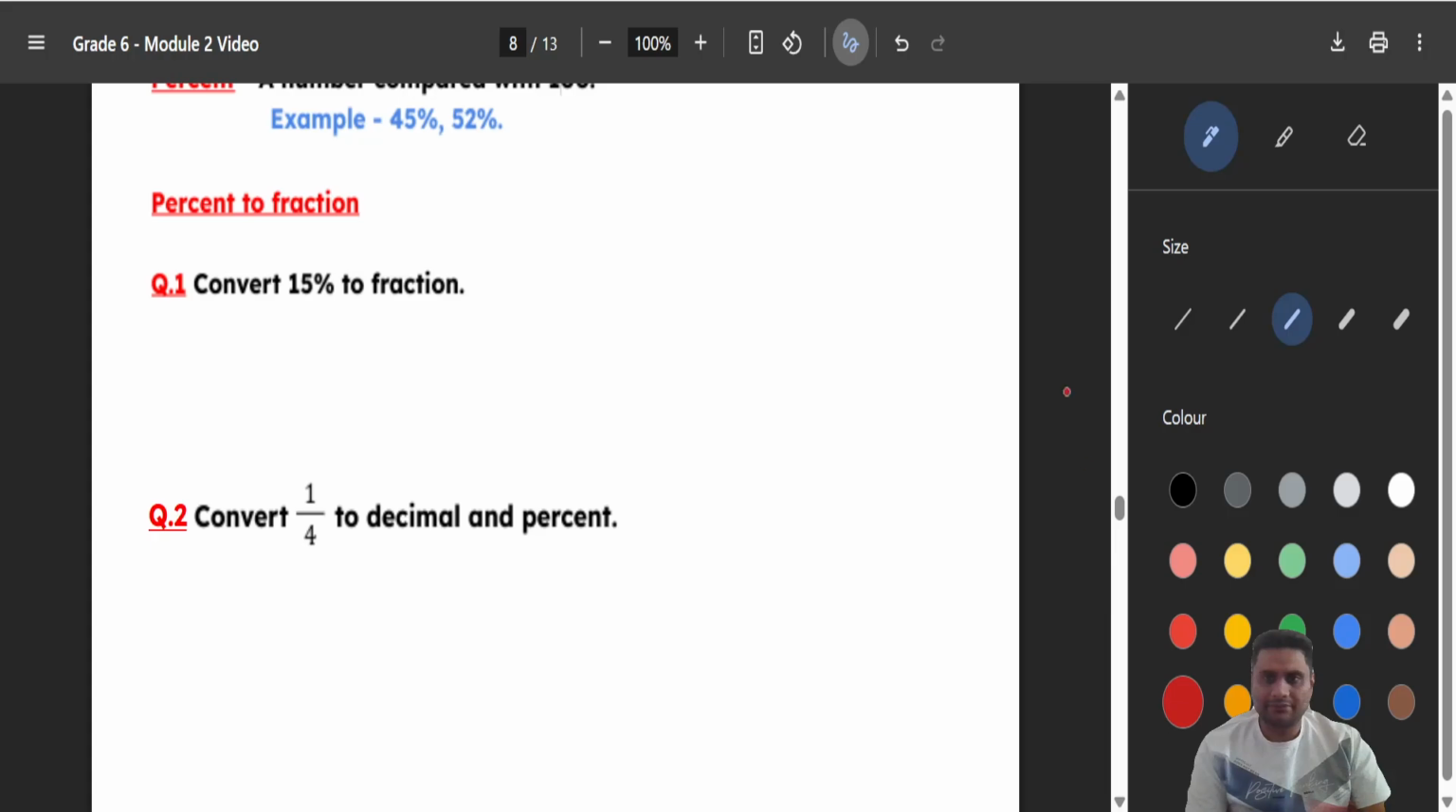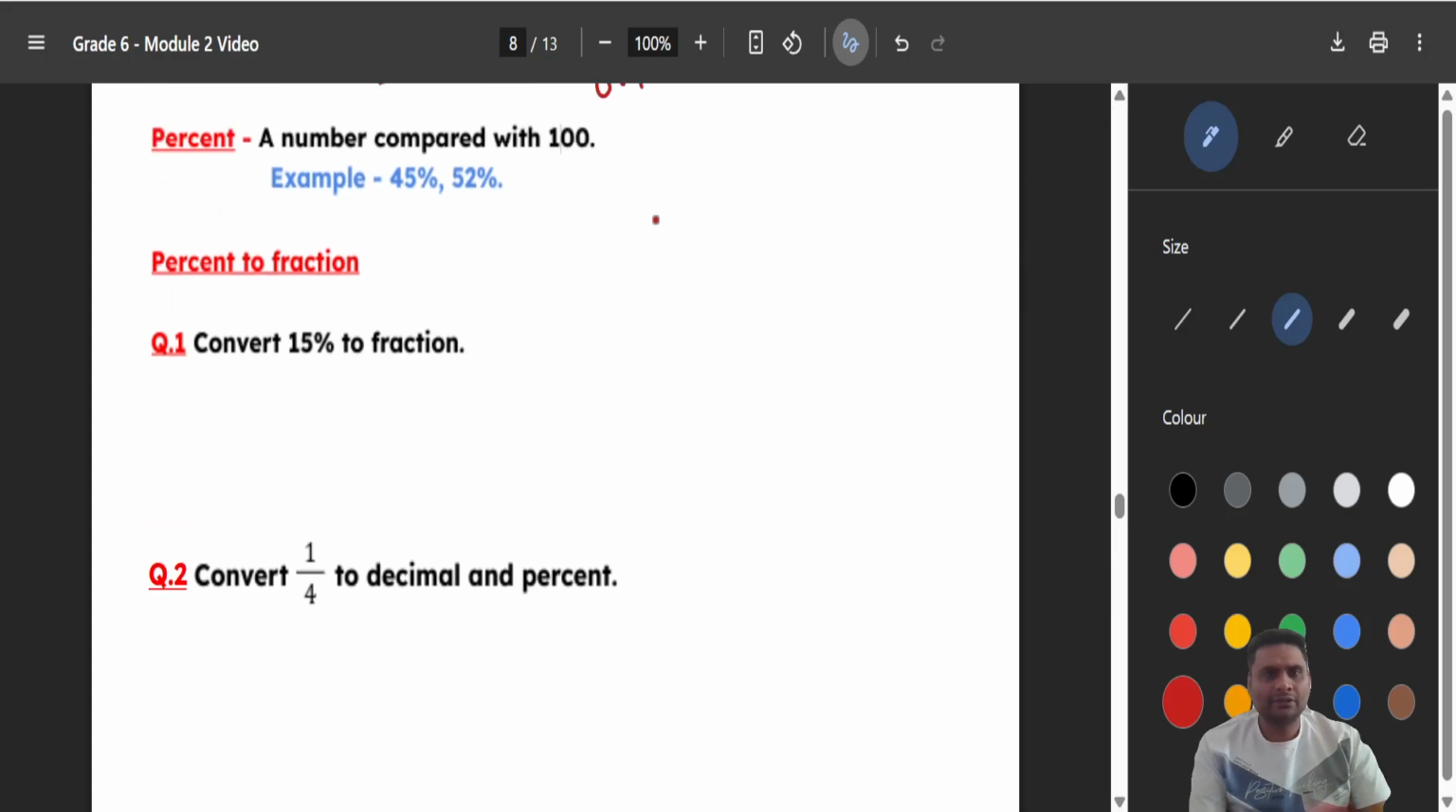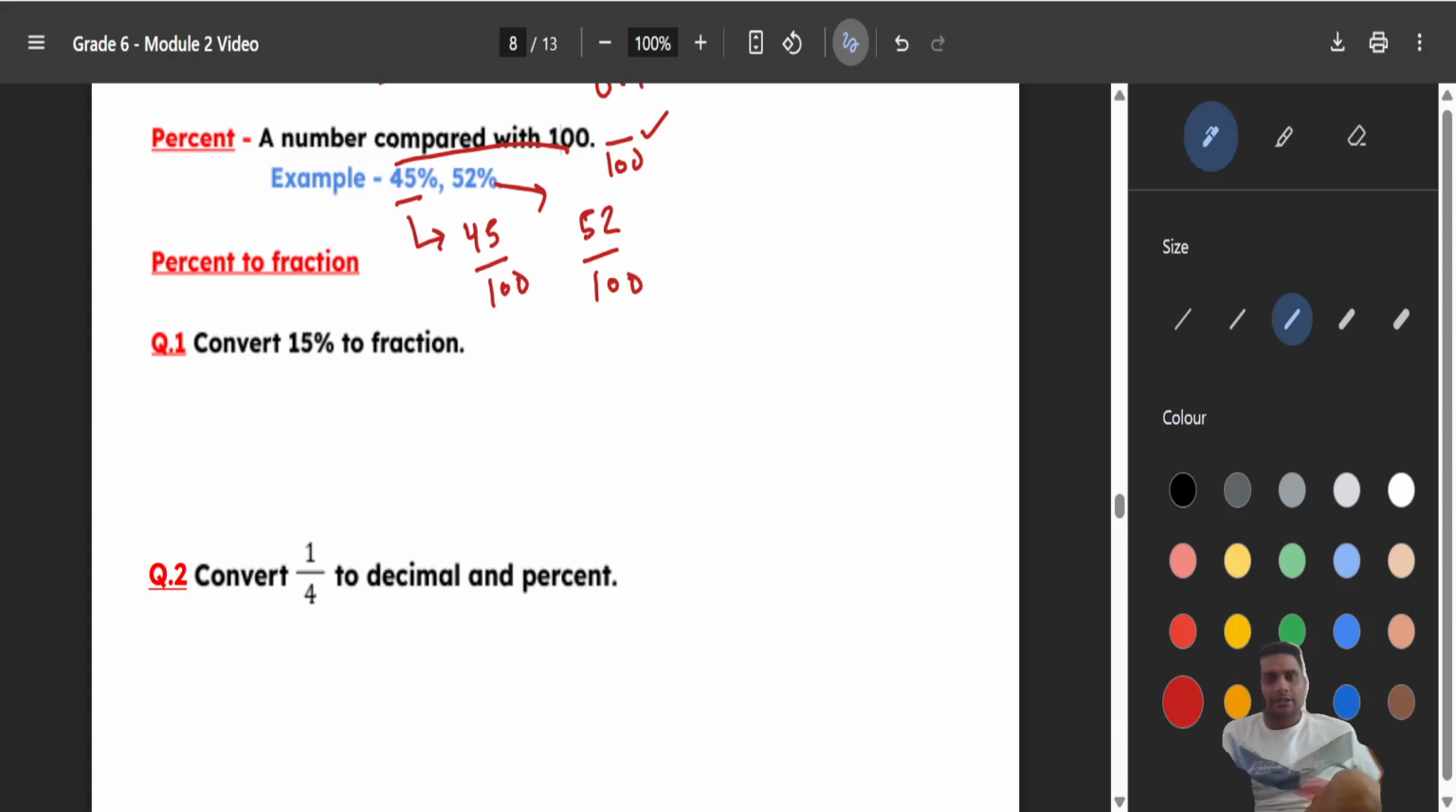Next is percent. You already know percent. Percent means comparing a number by 100, or we can say divide by 100, compare to 100, right? So 45% here means 45 out of 100, and 52% means 52 out of 100. Now the meaning of all three things is clear, right? Let us see how to convert them.